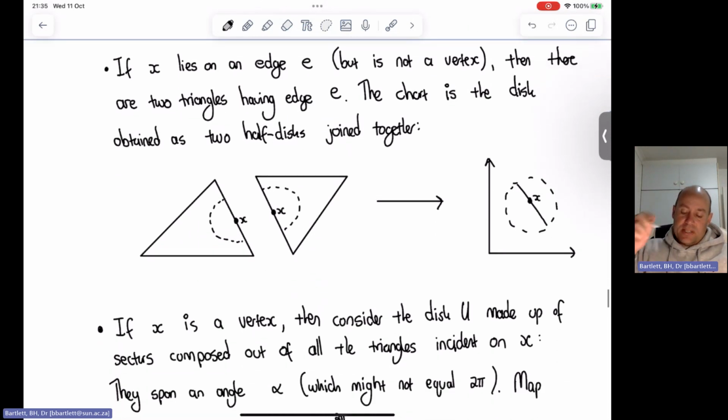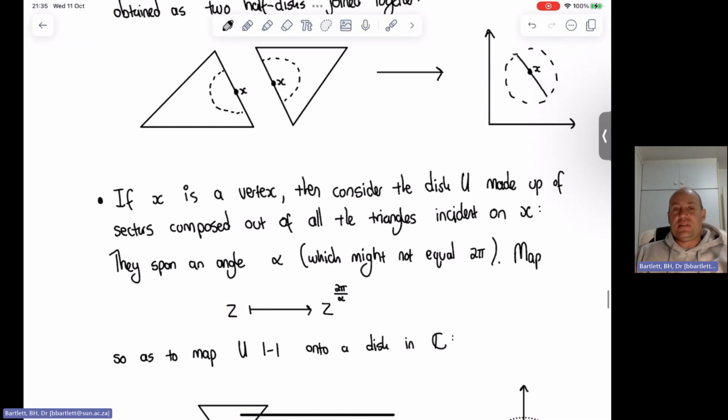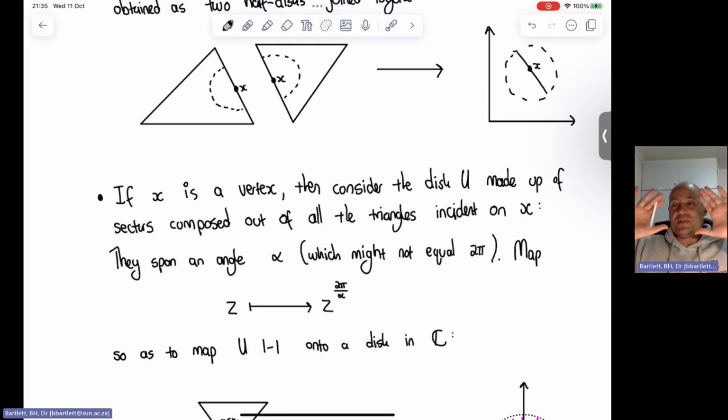Well, we consider the disk U that's made up of the sectors composed out of all the triangles incident at X. And they're going to span an angle alpha, which might not equal 2 pi. It might be less than 2 pi if you've got positive curvature, and it might be more than 2 pi if you've got negative curvature. And then you can simply find a map which is going to squash the angles or increase the angles so that the circle does have 2 pi in total angle.